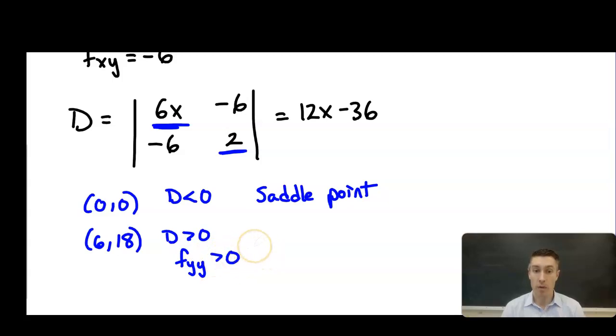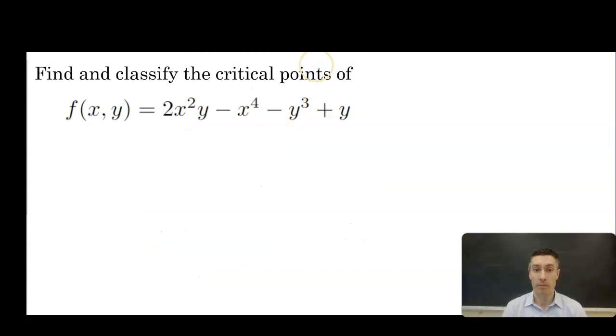So remember what that tells us. The D value being positive means all of the cross sections have the same concavity. We looked at one, it is concave up, so all of the cross sections would be concave up. This is a local minimum. All right, so there's the complete process for finding the critical points and classifying them. Let's look at a few more examples to get comfortable with the mechanics here.